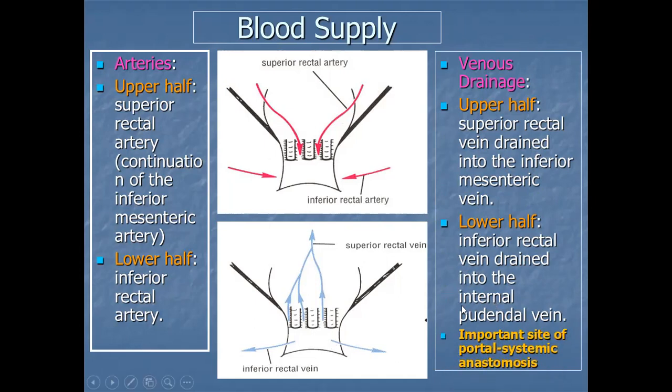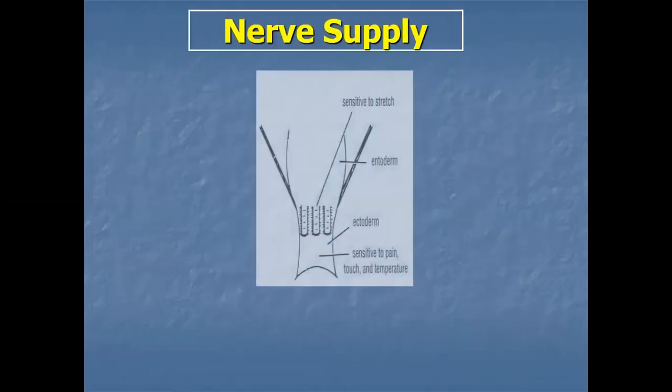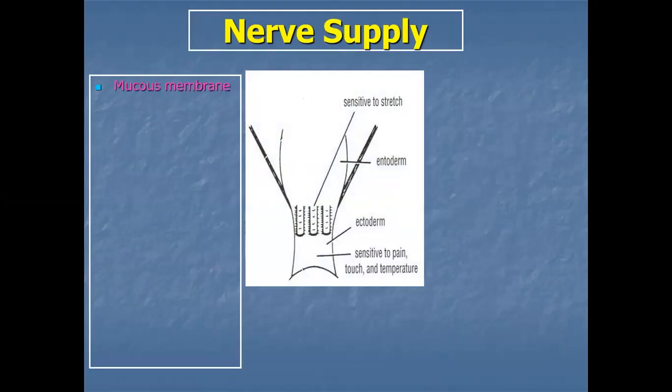So at the junction between the superior rectal vein and inferior rectal vein, one is draining into the portal circulation and the other into the systemic circulation. So this site is a very important site for portosystemic anastomosis. Now even the nerve supply differs above and below.